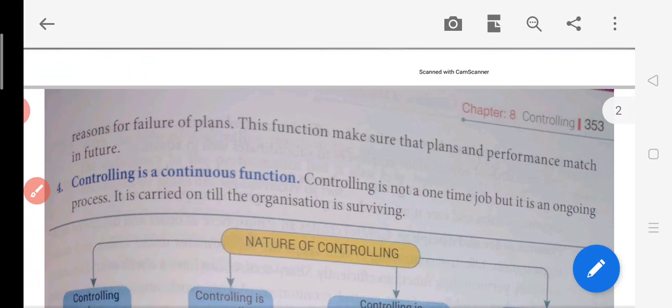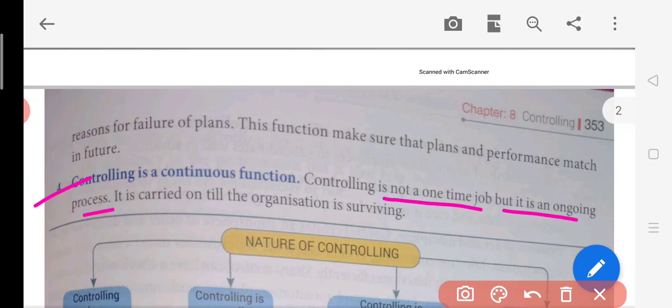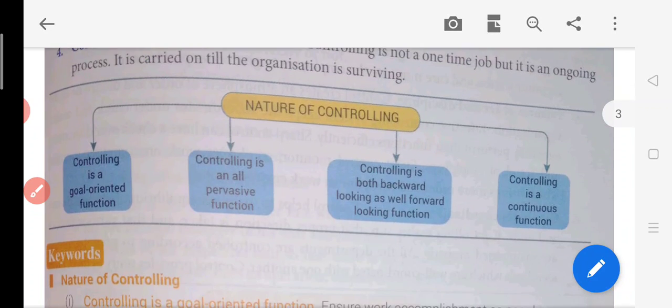Now the last point, controlling is a continuous function. Controlling is the last function, but it is an ongoing process. For every year we are going to set some kind of plan. So definitely controlling will be continued for each and every year. So it is carried on as long as the organization is surviving. Means it is a continuous activity.